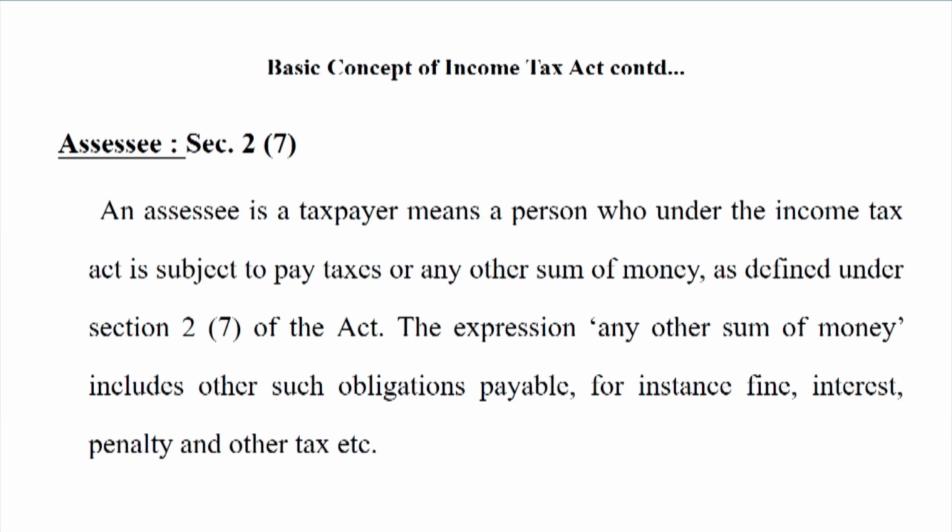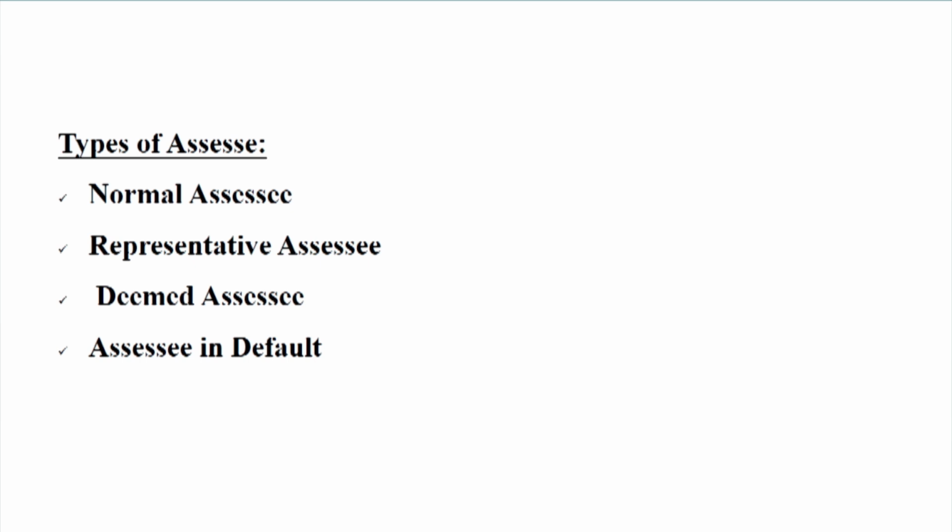I will discuss Section 2 subsection, Assessee. I have discussed the types of assessee: normal assessee, representative assessee, deemed assessee, and assessee in default. A normal assessee is the assessee who pays the volume of tax as well as files its ITR in time.